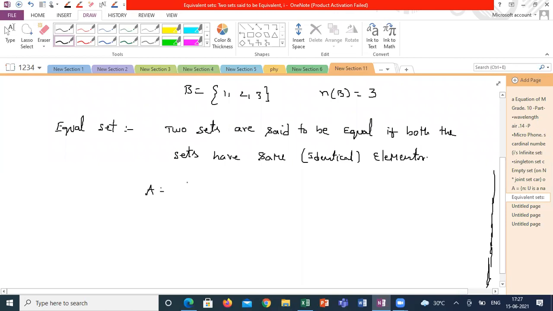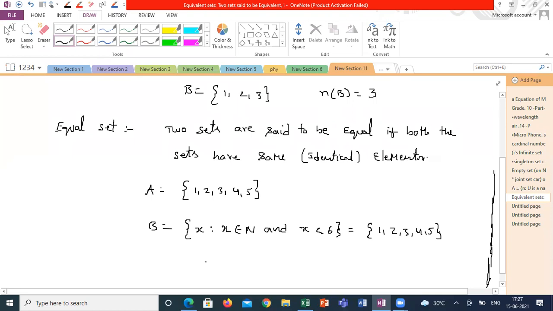So set A, if I am saying, is {1, 2, 3, 4, 5}. Set B they are giving in some other form: {x : x belongs to N and x is less than 6}. If I convert this into tabular form, I will get the same elements with the same number of elements. So I can call these equal sets. In this case, A and B are called equal sets.